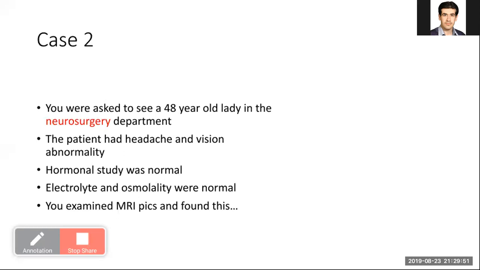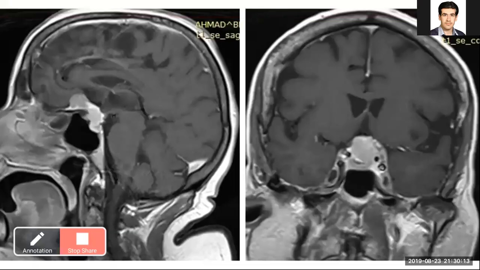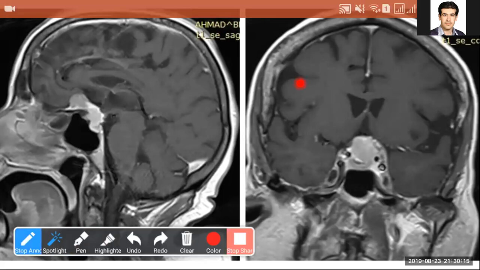And we see this sign here. This is an important sign. The dura just close to the tumor is highly enhancing with gadolinium. This is the dural tail. It is a pathognomonic sign for what? For meningioma. Here also we see the sella is not expanded, and a suprasellar lesion with a dural tail and homogeneous enhancement, so it is a meningioma.